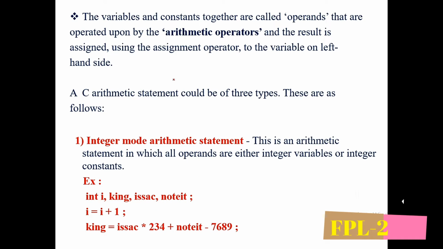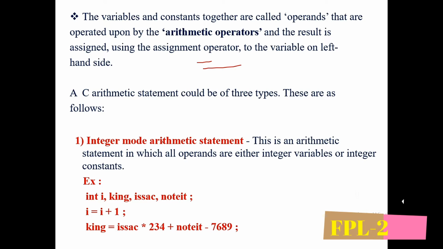These variables and constants together are called operands, that are operated upon by the arithmetic operators, and the result is assigned using the assignment operator to the variable on the left hand side. This equal to is the assignment operator.